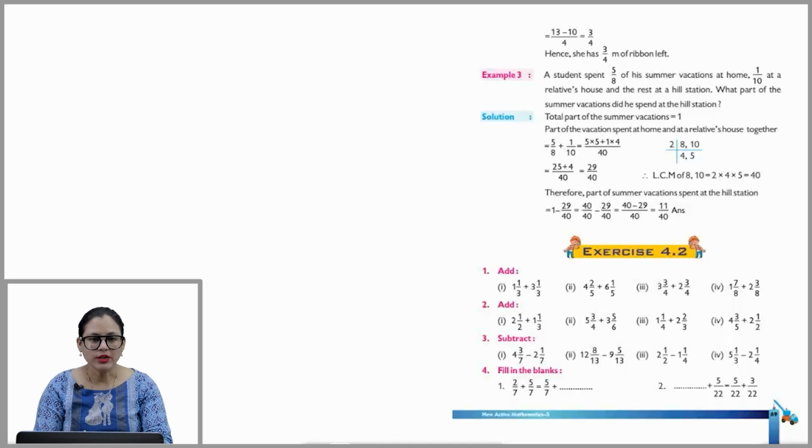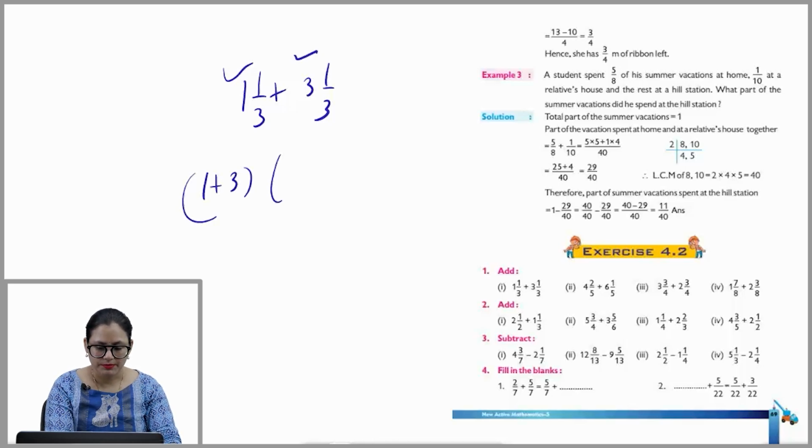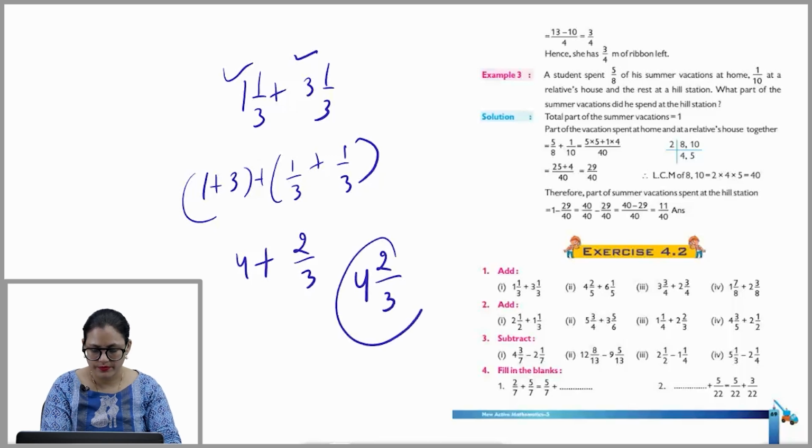Add 1 whole 1 by 3 plus 3 whole 1 by 3. So, we will add the whole numbers first, 1 plus 3, then 1 by 3 plus 1 by 3. This is 4 plus 2 by 3, and the answer is 4 whole 2 by 3, right?